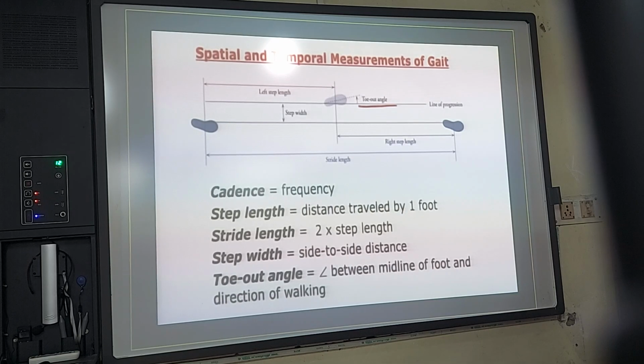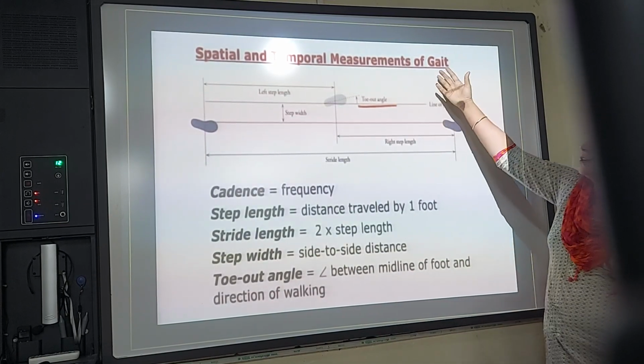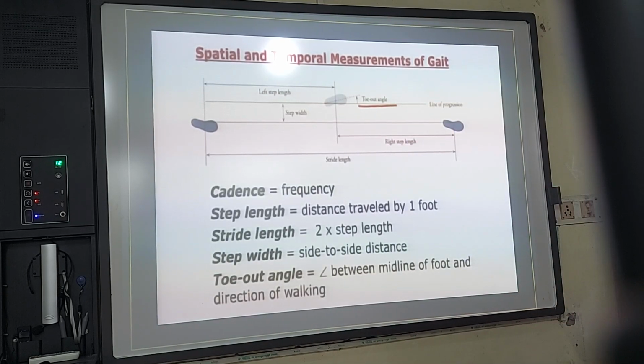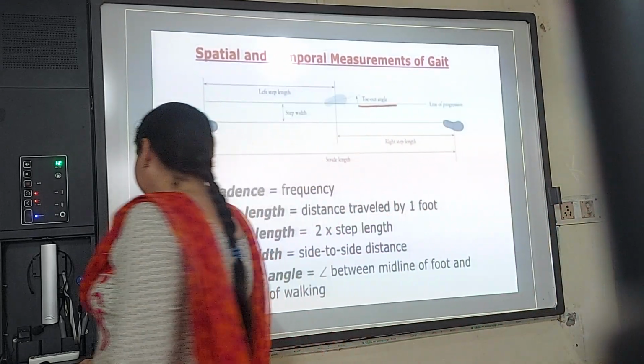Yes, not 10. 20? No. It is 5 to 7 degrees. If it increases, this line of progression will become three lines of progression. The person will go... what will the alignment of the gait become? The gait will not go straight. How will it go? Okay? The alignment will change. This is our alignment. Fine. Okay.